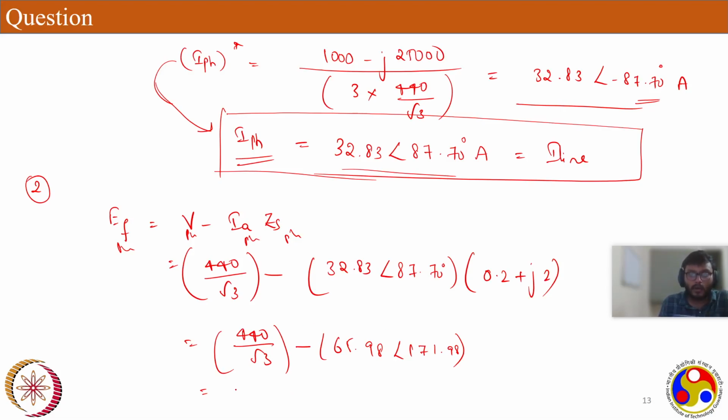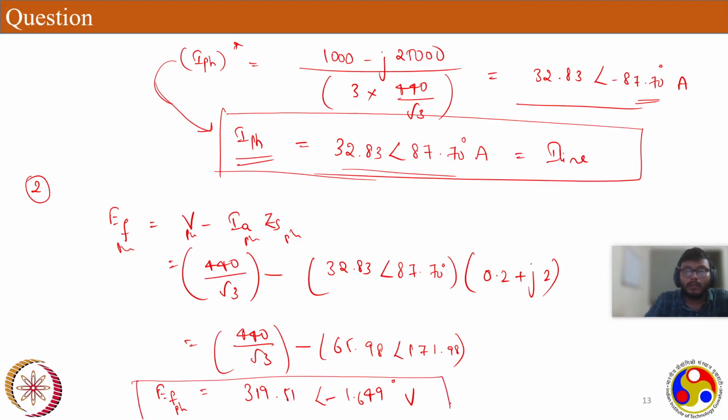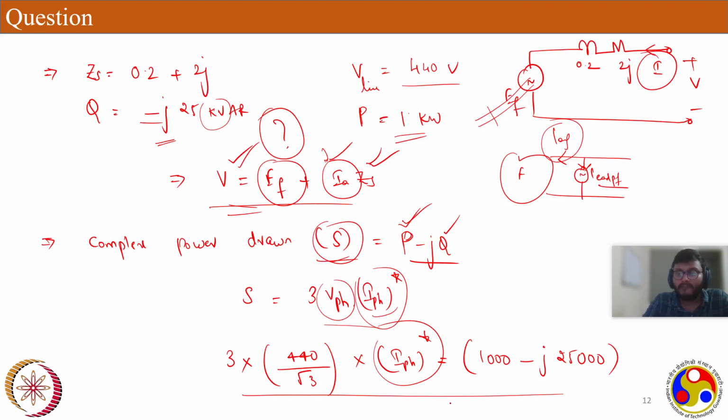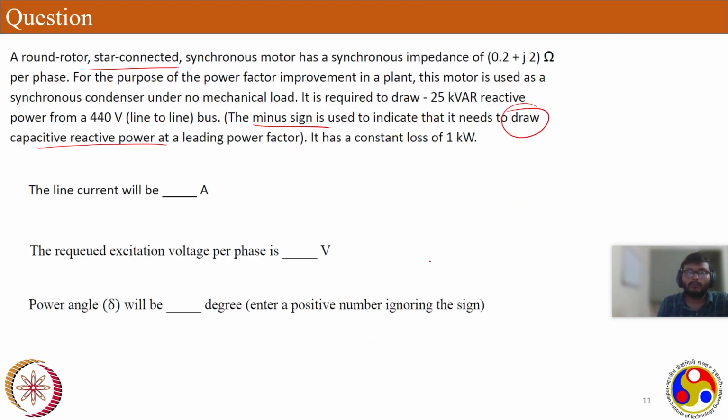So the answer I have got is, please tally with me, 319.51 at an angle of minus 1.649. This will be in volts. This is the required amount of excitation per phase we need: 319.51 volts at an angle of minus 1.64. Okay, this is the excitation voltage we write.